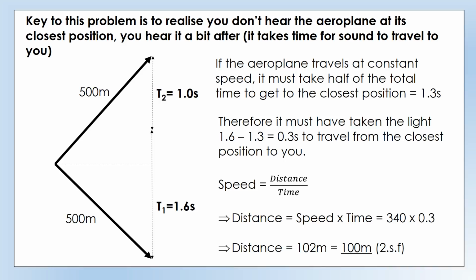Then we can just use the speed equals distance over time equation. We want distance, so we're going to do distance is speed times time. We know the speed because we were told in the question it's 340. We know the time, and we get a distance of 102 meters, or we should probably give this to two significant figures, so it would actually be 100 meters to two significant figures. And that finishes off this set of questions.